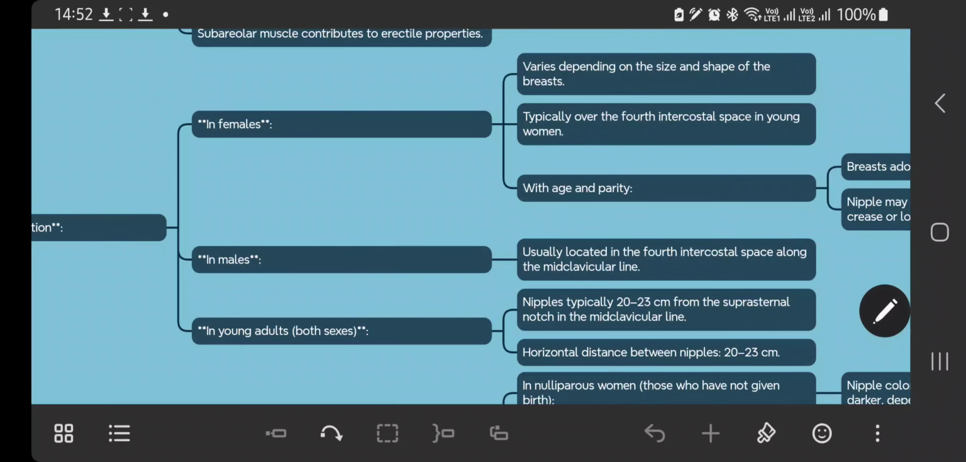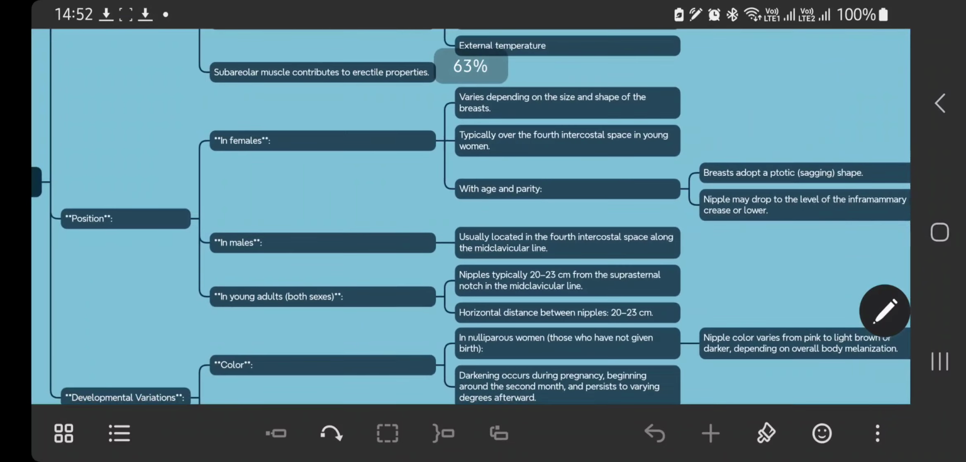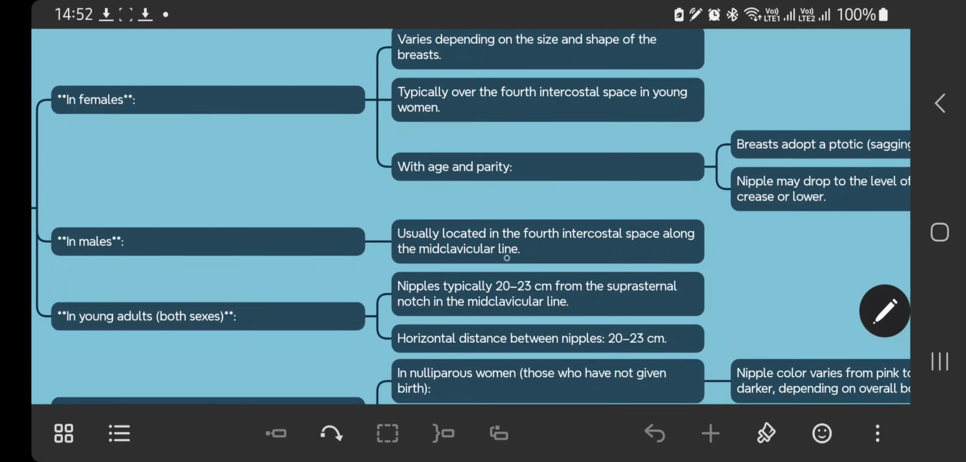Now, in males, what's the position in the males? It is usually in the fourth intercostal space along the mid-clavicular line.